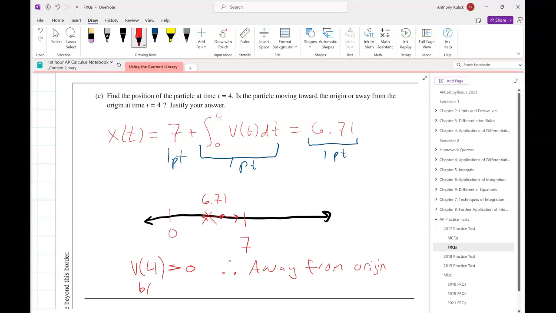And if you wanted to, you probably would include, because the particle is right of the origin and moving to the right. But that would have been your last point there, considering the velocity to make that decision.